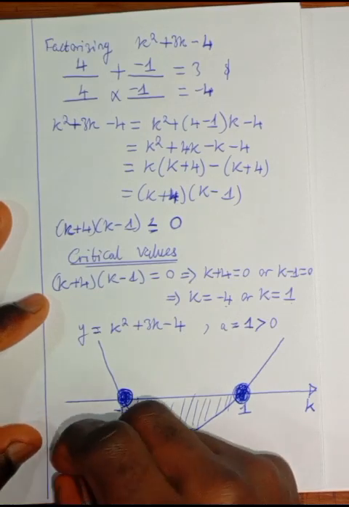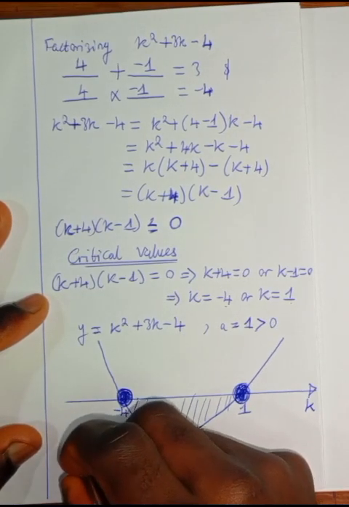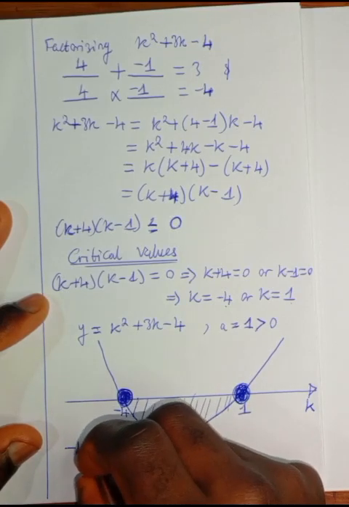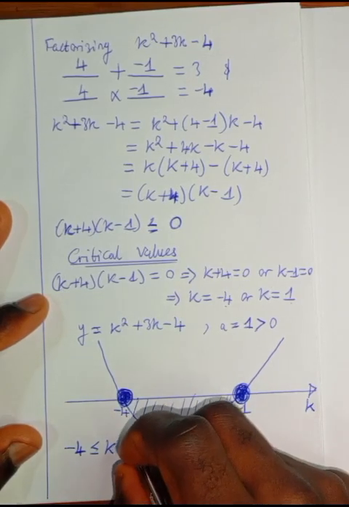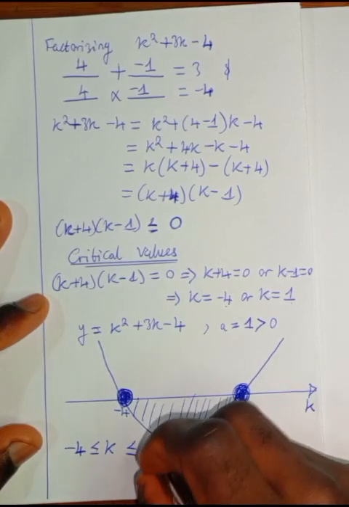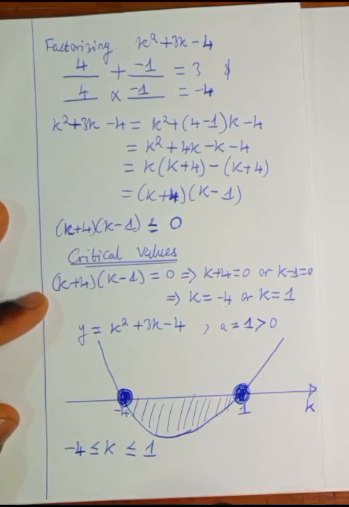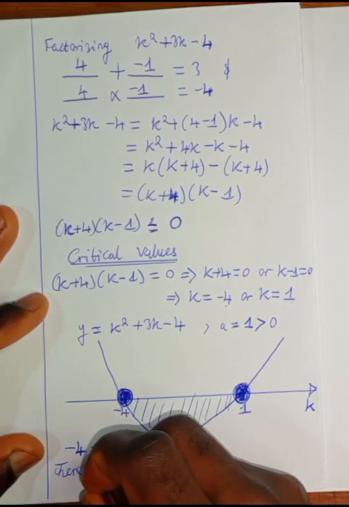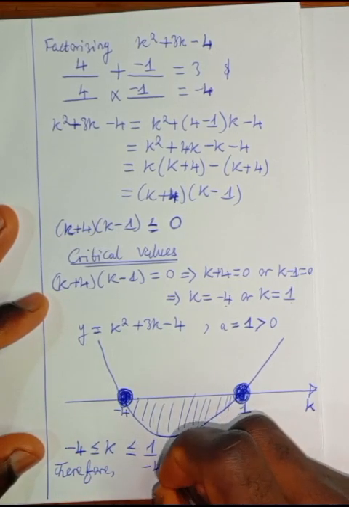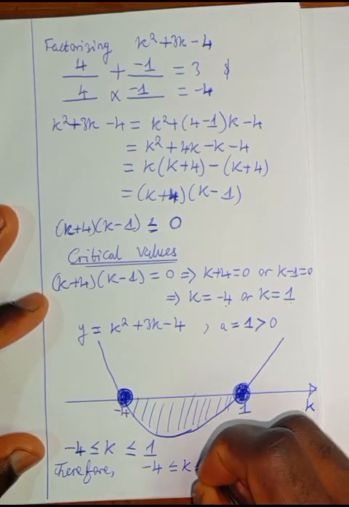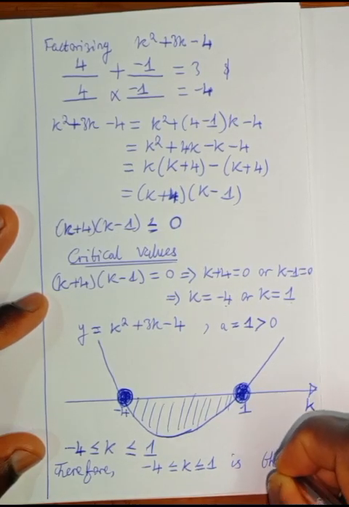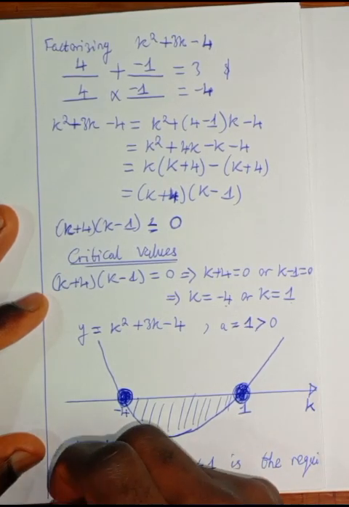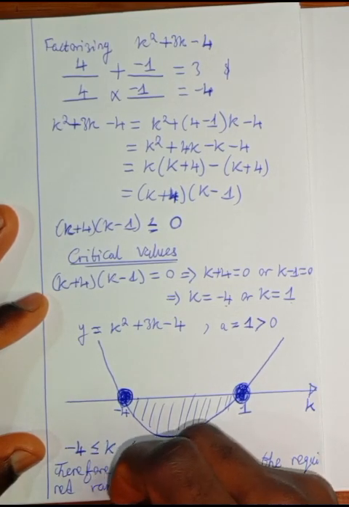We have -4. Since the ring is also shaded, we make use of less than or equal to k. It's less than or equal to 1, because at 1 the ring is shaded. Then we conclude, therefore, -4 less than or equal to k less than or equal to 1 is the required range of values.